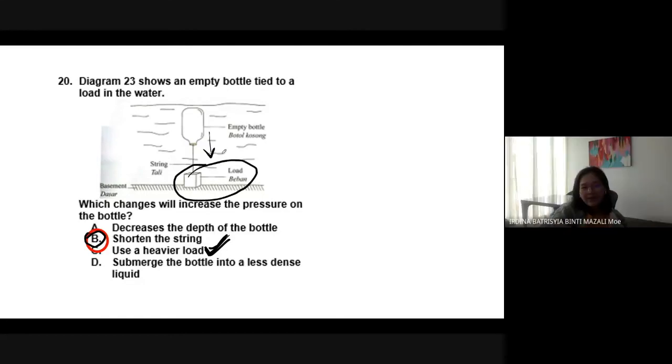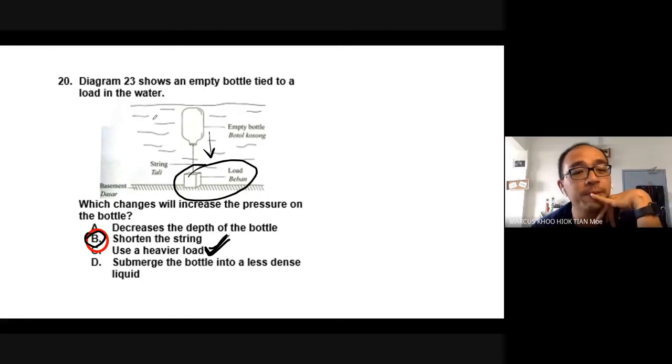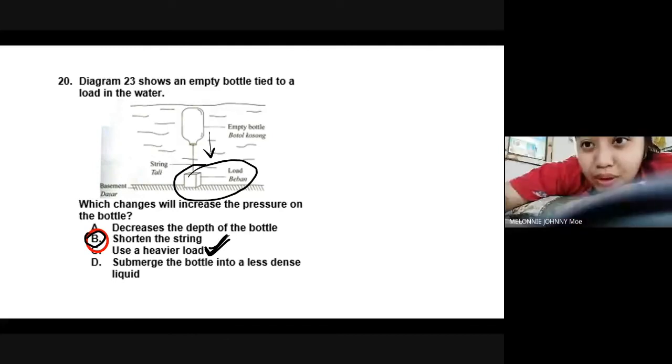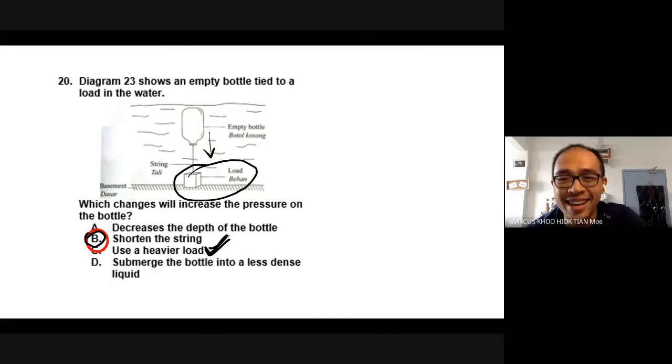Because mass doesn't affect the pressure. Okay, so number one, your statement is correct, definitely correct. The mass doesn't affect the pressure. But I'm looking for a more logical answer. Somebody has typed: because we want the density of the bottle and not the load. Okay, which is also true.